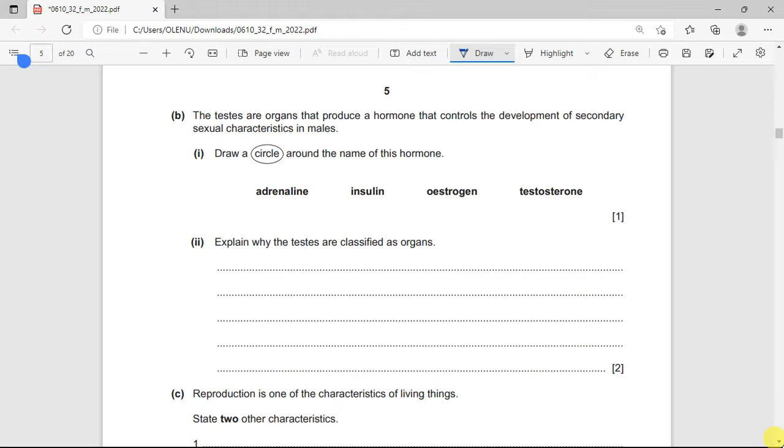Now the next question is, the testes are organs that produce a hormone that controls the development of secondary sexual characteristics in males. Draw a circle around the name of it. The testes produce the hormone called testosterone. That's all. You draw a circle there and you've gotten the full mark.